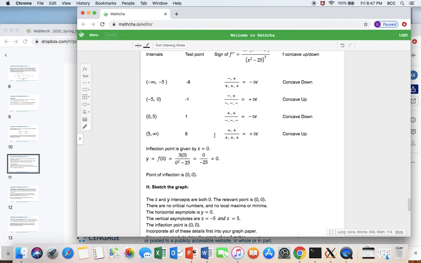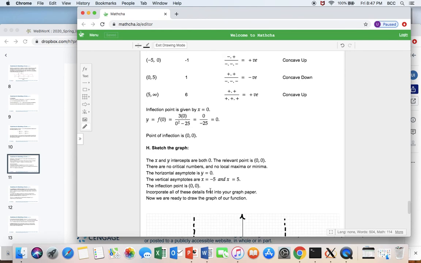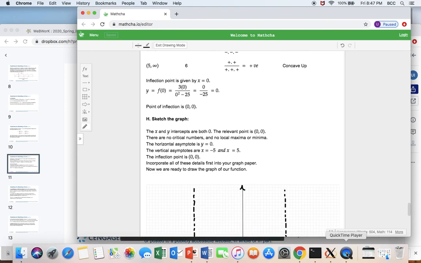Okay. So this completes all the details for sketching the graph. In my next video, I will sketch the graph with you. Okay.